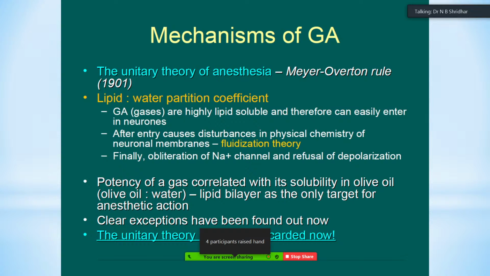the olive oil to water coefficient or ratio, and here the lipid bilayer is the only target for anesthetic action. Clear exceptions have now been found among the many anesthetic agents. The unitary theory has been discarded totally now, whereas the Meyer-Overton rule is somehow still ongoing.